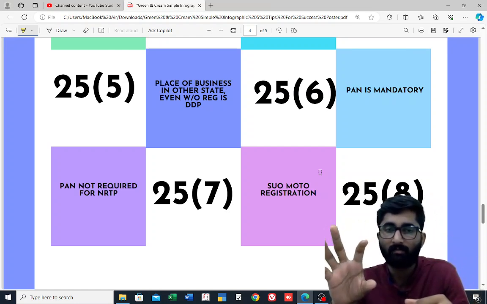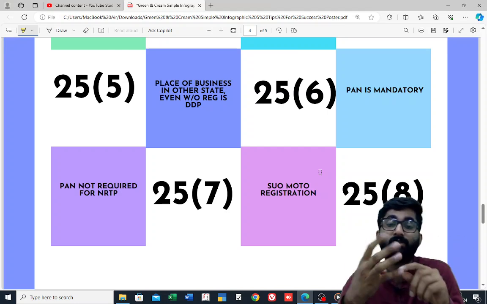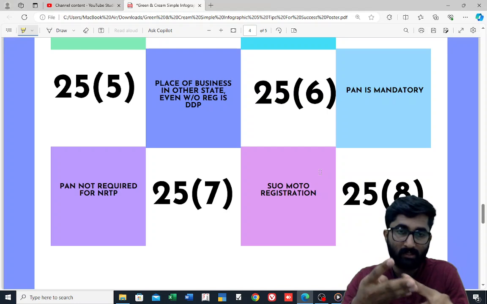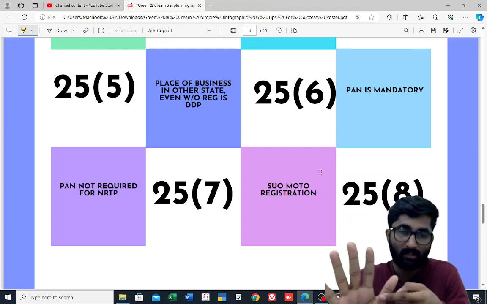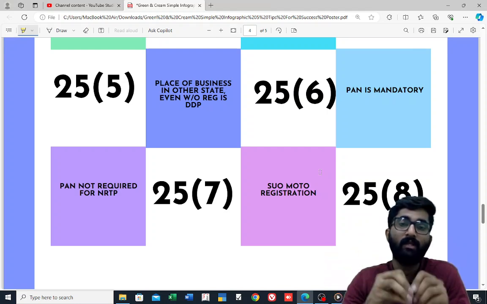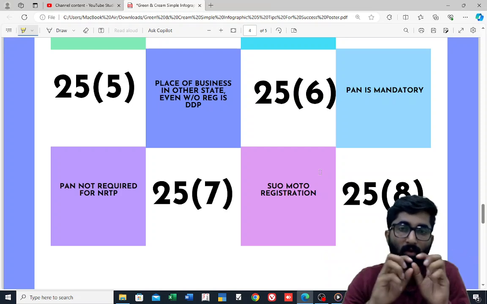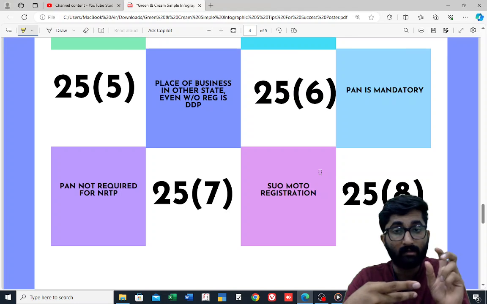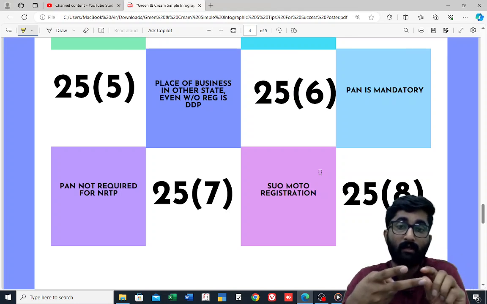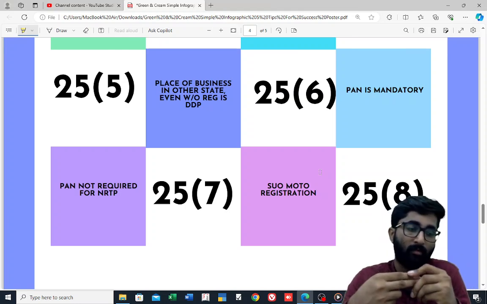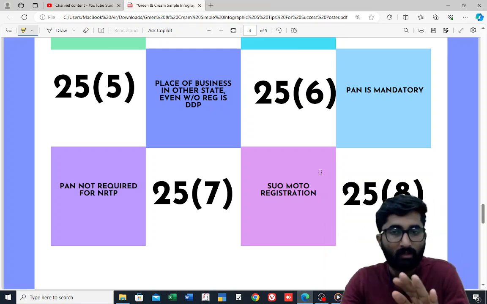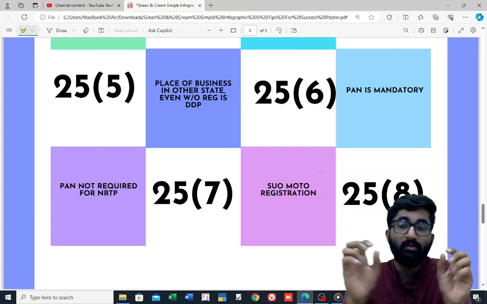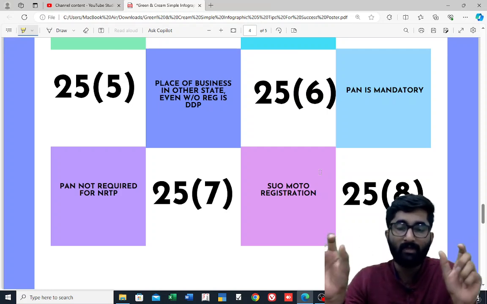Part A asks you what kind of person you are, from which state, from which district, and what is your mobile number and email ID. Once you submit, you will receive an OTP on the Aadhaar connected mobile number and Aadhaar connected email ID. Once you get the OTP, you have to put the OTP and submit. The moment you submit, you receive one TRN, temporary reference number.